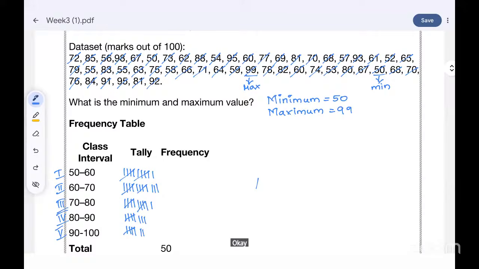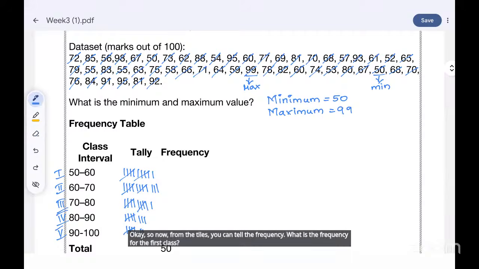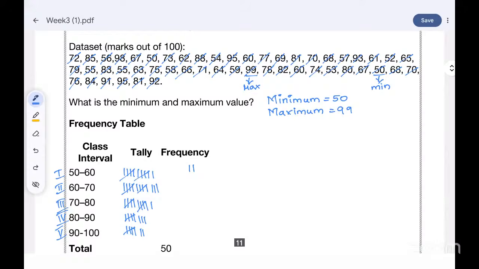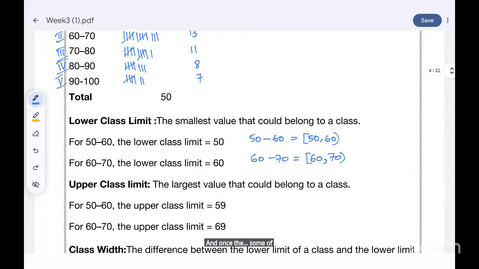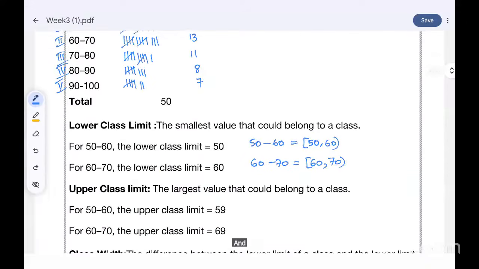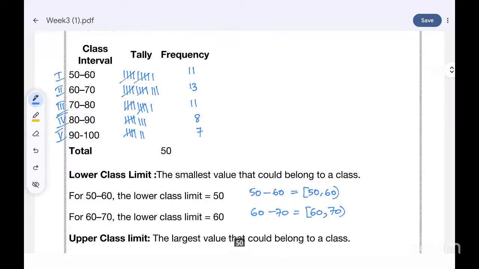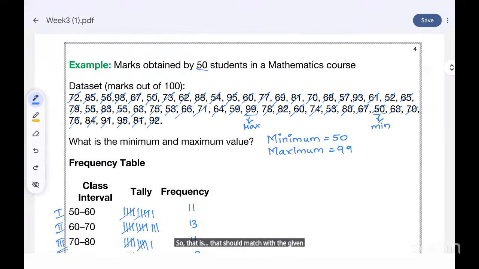Okay. So now from the tallies, you can tell the frequency. What is the frequency for the first class? 11. Second, 13. Third class, 11. For fourth, 8. For fifth, 7. What's the sum of all the frequencies? 50. So the sum is 50. Right? So that should match with the given number of data points.